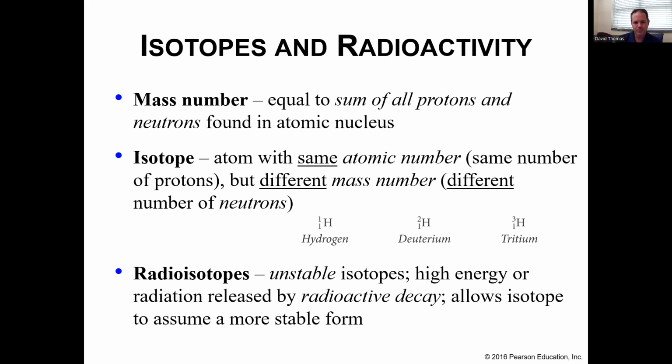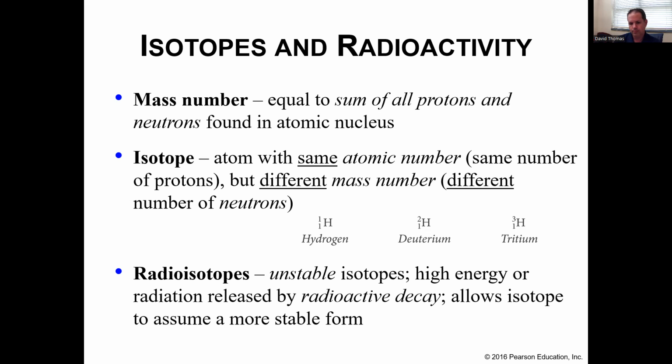But notice this over here. It still has the symbol for hydrogen, H. It's got 1 proton, the atomic number, so that means I haven't changed the element. It's still hydrogen, but notice that it has a 2 here for the mass number. So what that tells me is I've got 1 proton in the nucleus, plus I have 1 neutron in the nucleus. Add those together, and I have a mass number of 2.